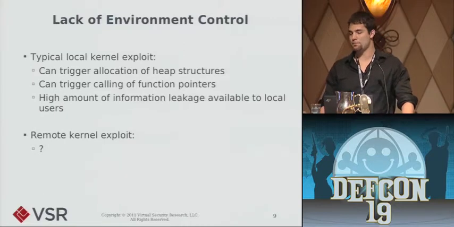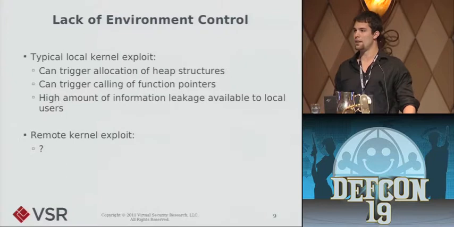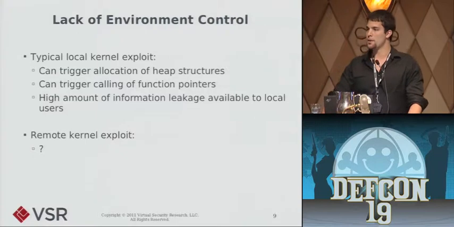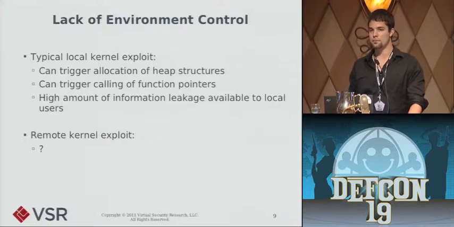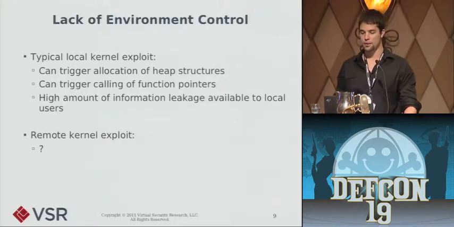The second main obstacle, in my opinion, for these kinds of exploits is that you have very little control over the environment that you're trying to exploit. And this is sort of a shared property of all remote exploits. If you're dealing with a local kernel exploit where you have an unprivileged account on the machine, you have a lot of exploit primitives, building blocks that you can use to make writing exploits easier.